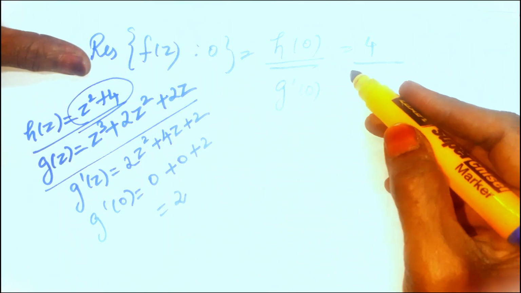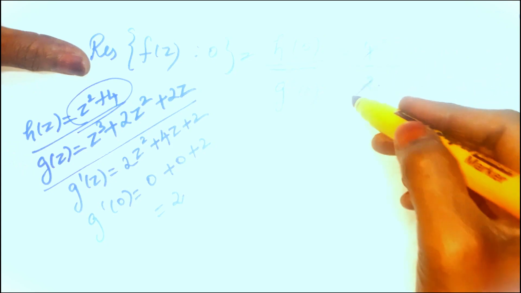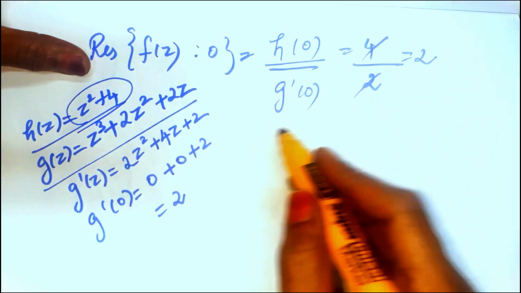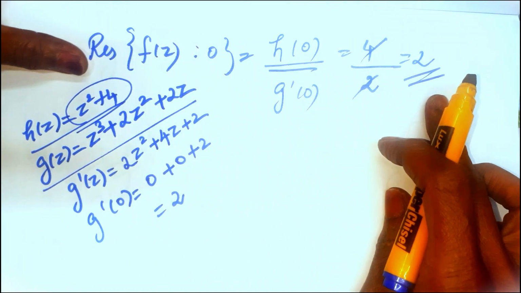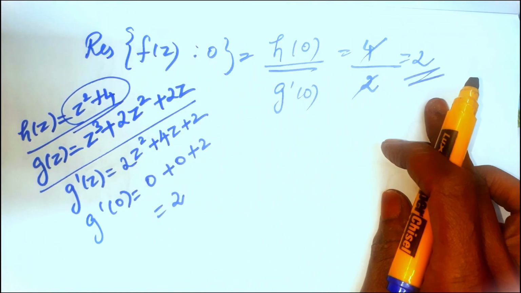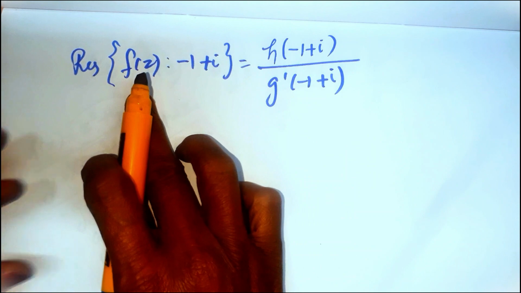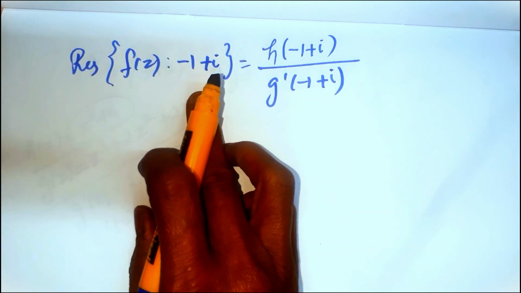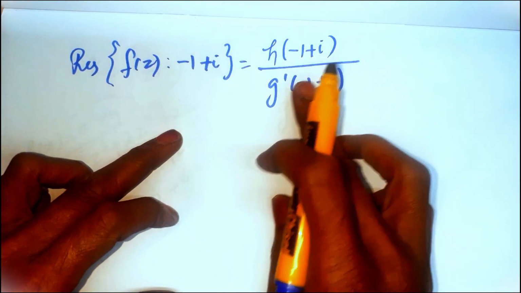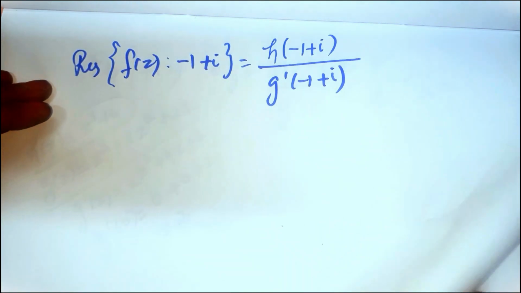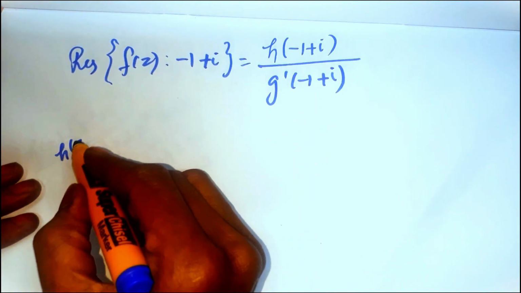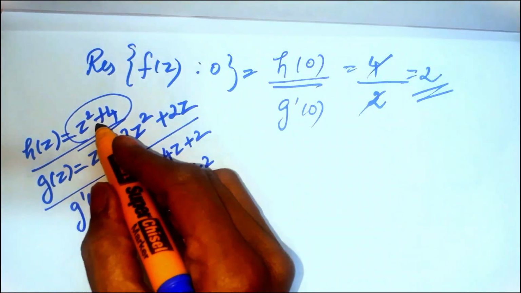So it is 2. So the residue for f of z at 0 is 2. The next one is the residue of f of z at minus 1 plus i, which is equal to h of minus 1 plus i by g dash of minus 1 plus i. So h of z, what we have is z squared plus 4.